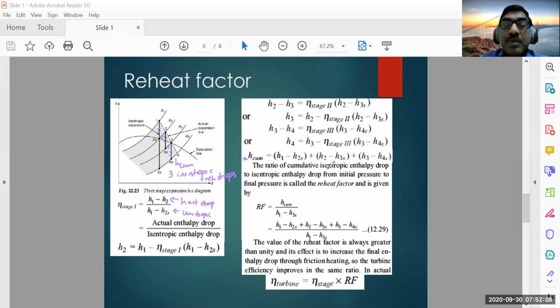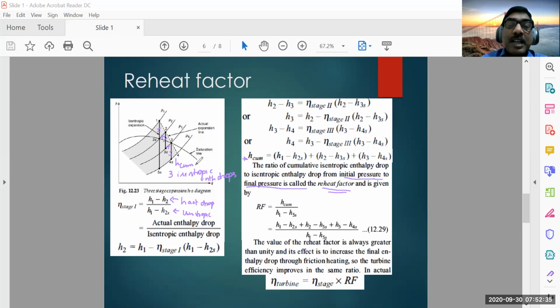So the ratio of the cumulative enthalpy drop to the isentropic enthalpy drop from initial pressure to final pressure, this is the important thing you have to understand, is called the reheat factor. Reheat factor means, what is reheating? Because of reheating the steam in different stages, what is happening? What is the effect of reheating? That we are trying to understand.